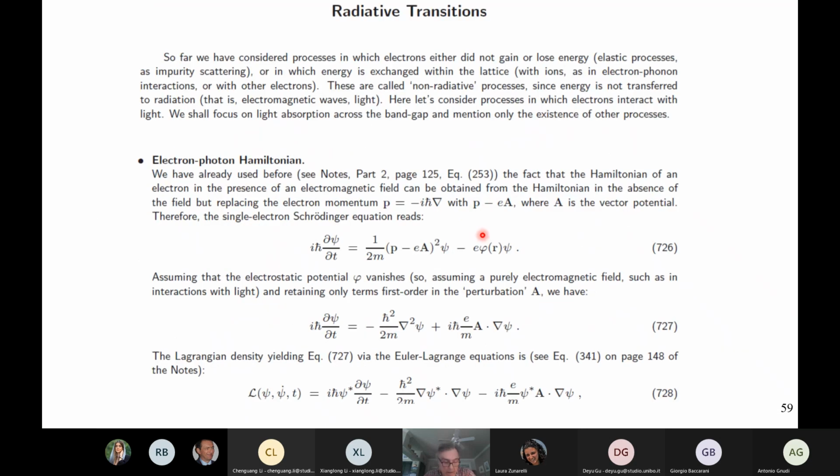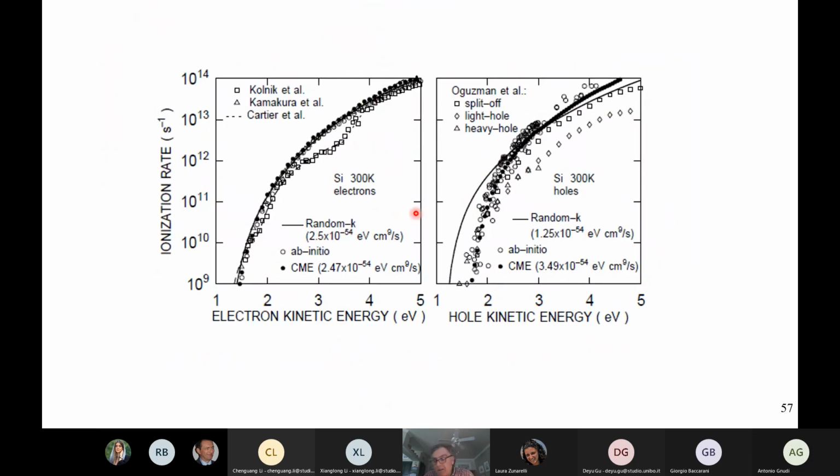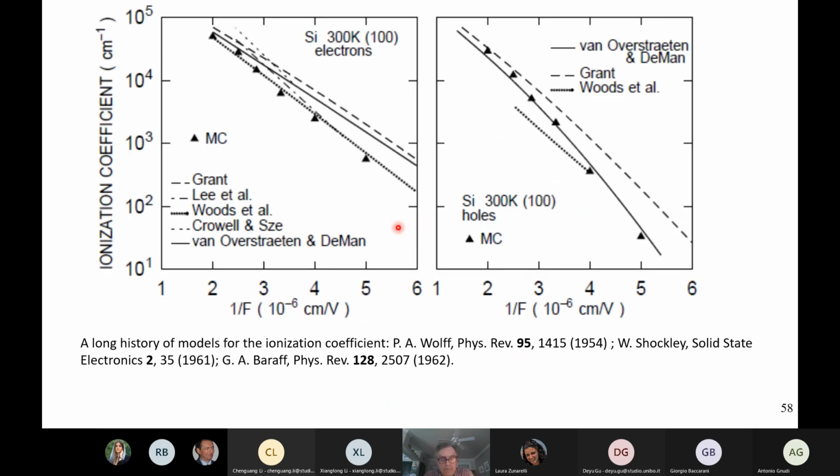Okay, I think I will need more than 15 minutes to talk about radiative transition. So for today, I will stop here. I will take any questions. Next time we will finish up. I promise that I will post the ionization rates that we calculated for gallium arsenide and indium arsenide to show the difference that we get with respect to indirect gap materials.